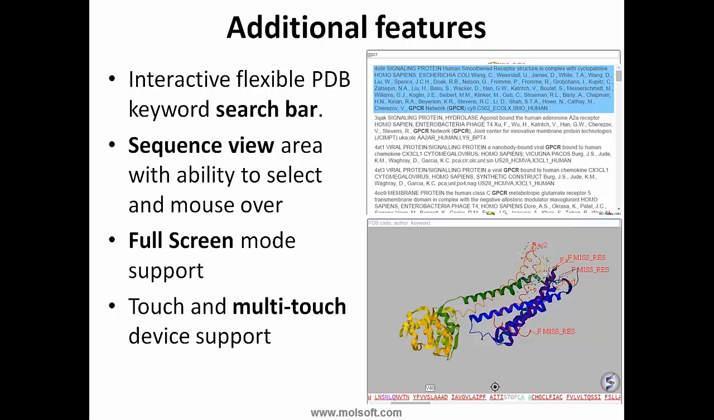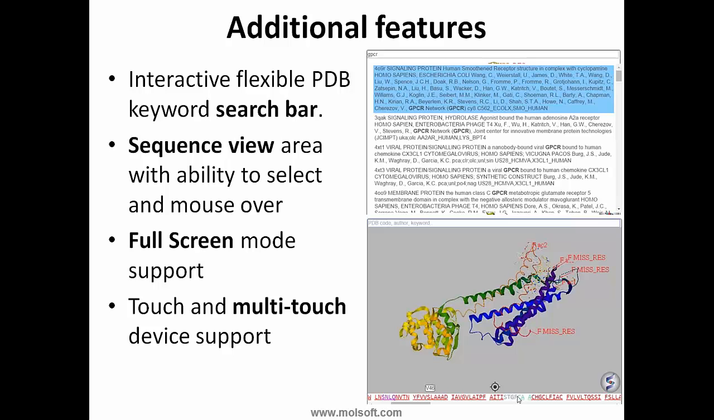Some additional features for the ActiveIcmJS object is the PDB search, flexible interactive PDB search. I will demo that. It allows you to search by basically all keywords that are contained in the PDB index. Also, there is a nice sequence view in the bottom, which, for those who are familiar with our IMOView application, which is the mobile version, is similar to IMOView.